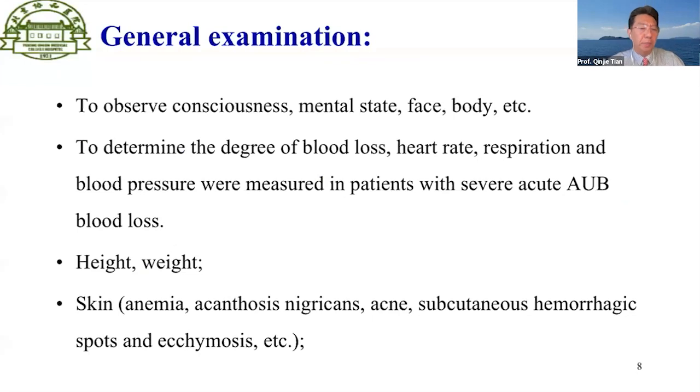General examinations include assessment of consciousness, mental state, facial expressions, and overall appearance. Evaluate the extent of blood loss by monitoring vital signs such as heart rate, respiratory rate, and blood pressure in patients experiencing severe acute AUB. Record the height and body weight. Observe the skin for signs of anemia, acanthosis nigricans, acne, subcutaneous hemorrhagic spots, and ecchymosis.